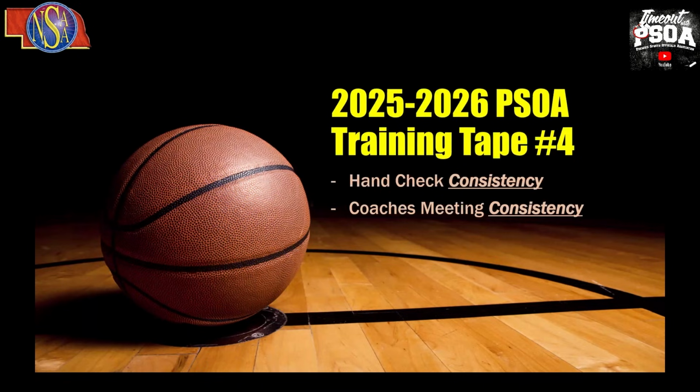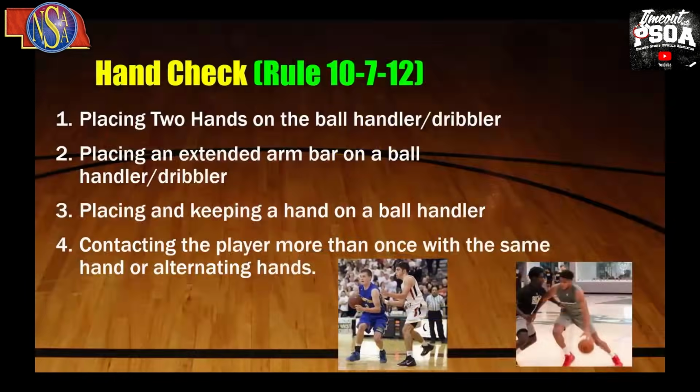Today's topics, we will cover the rule hand check. We need to be consistent from the beginning of the game to the end of the game, night in and night out as a staff of officials in the state of Nebraska. And then the second topic, coaches meeting, consistency, when we're doing it, where we're doing it, and what must be said. Let's first start with hand check.